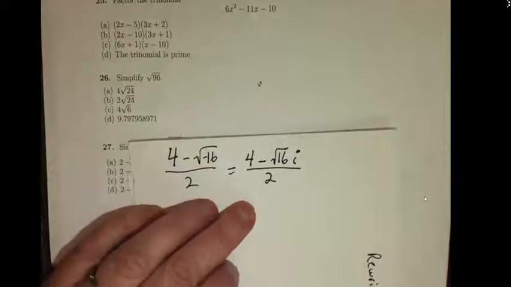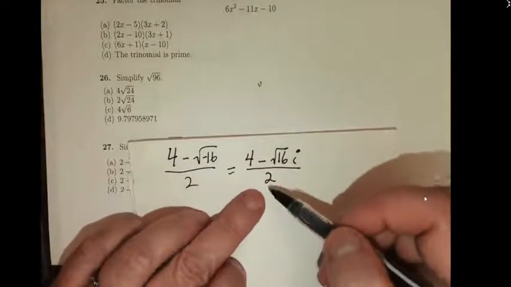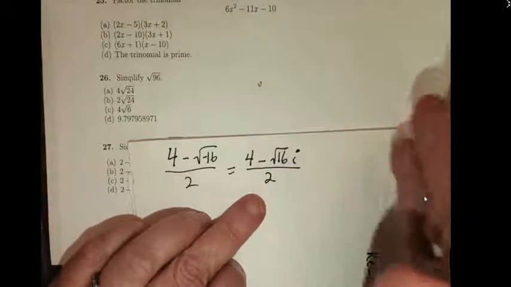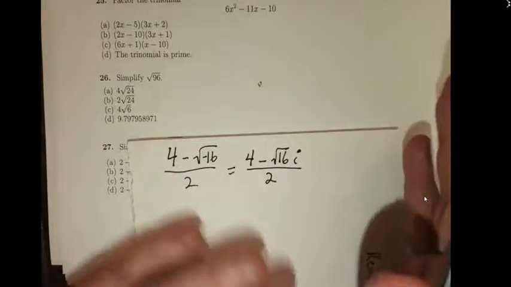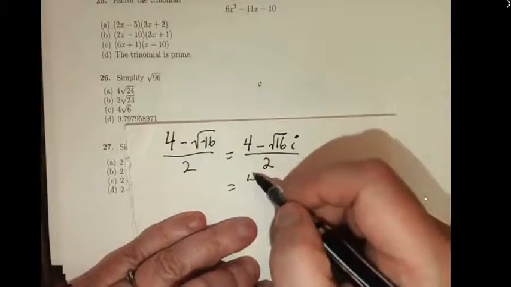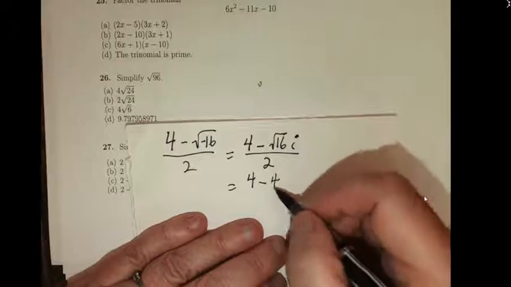Now, what you should not be doing here is saying, oh, 4 divided by 2 is 2 and 16 divided by 2 is 8. You can't do that because 16 is inside this square root. So don't do anything like that until you're done. And we're not done yet. So in the top, I'm going to have 4 minus, well, the square root of 16 is 4.